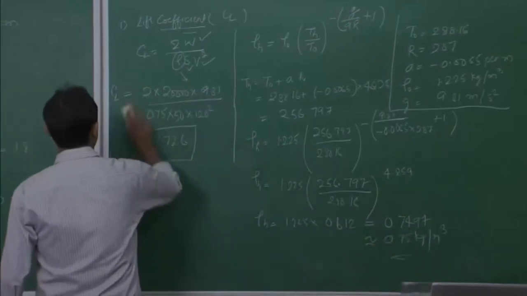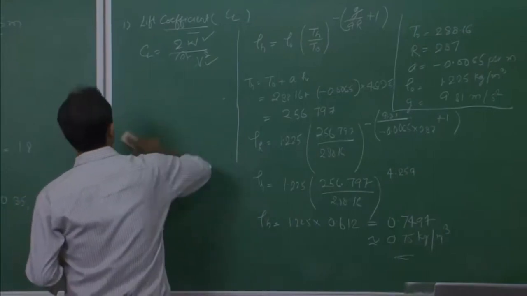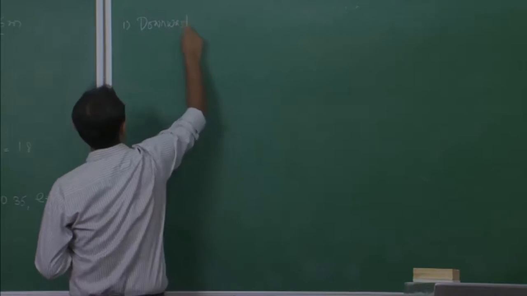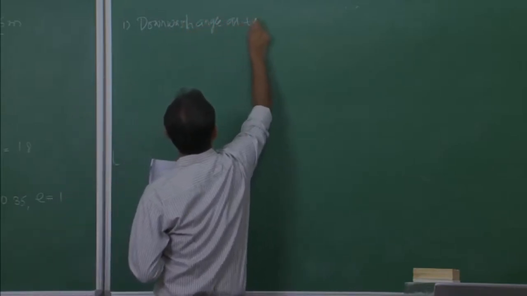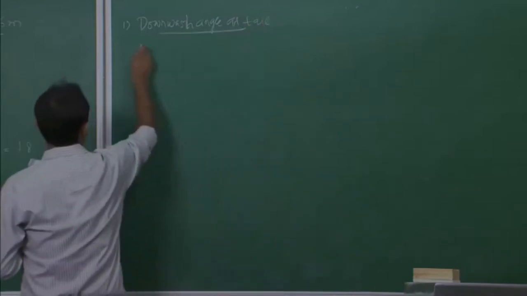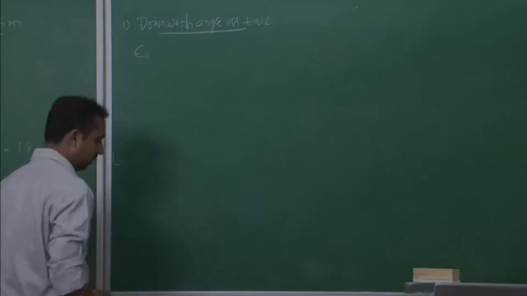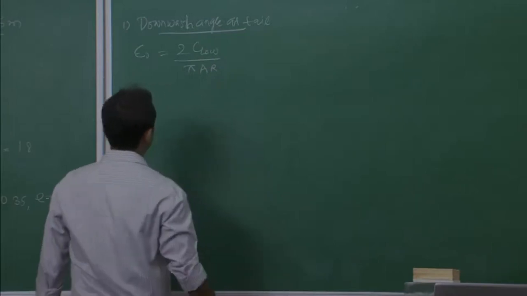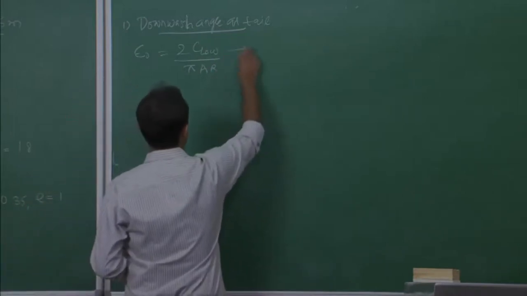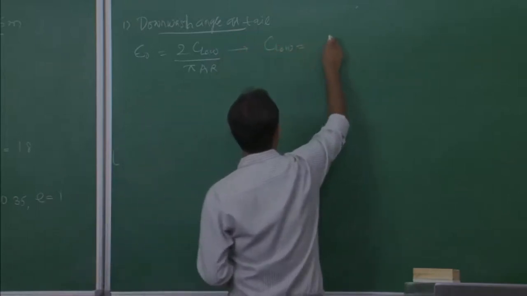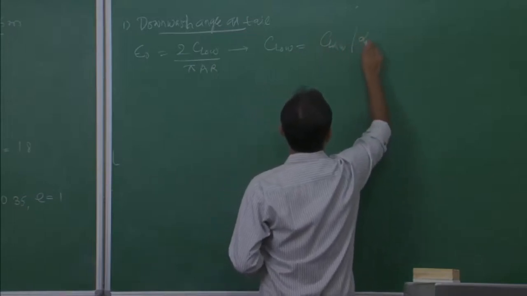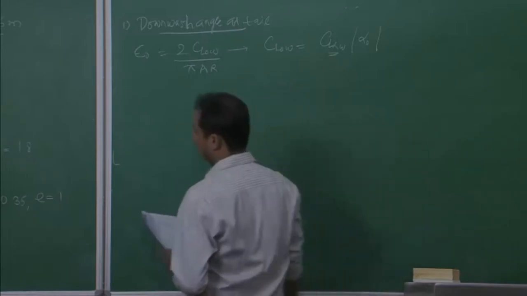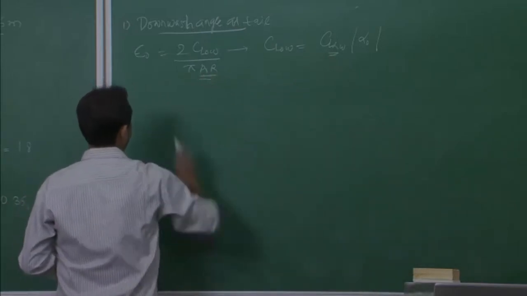Now, for the second part, we have to calculate what is the downwash angle at tail. It is represented by epsilon naught, and we have already seen the formula, that is 2 CL naught of wing by pi into aspect ratio, where we know that CL naught of wing can be calculated using the formula CL alpha of wing into angle of attack at zero lift. So, we can calculate this value because we already know CL alpha of wing. We don't know what is aspect ratio of this aircraft.